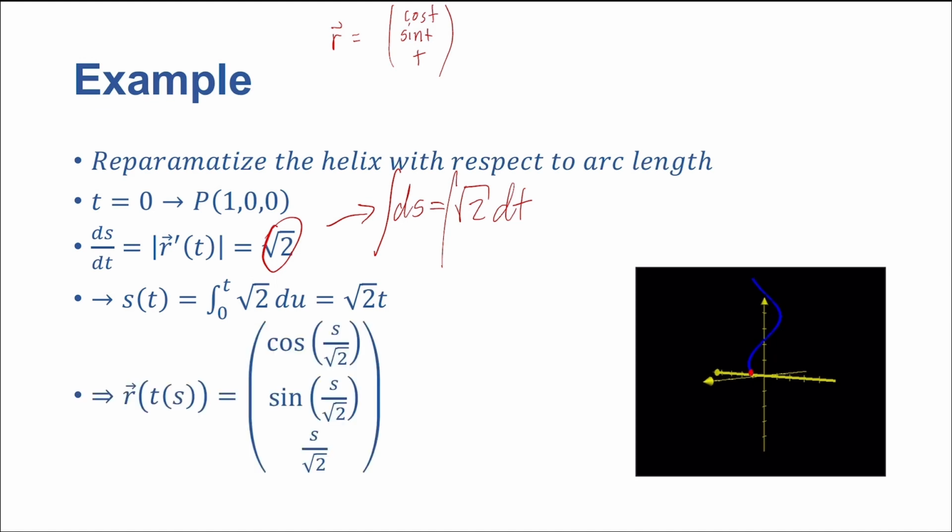So now we can determine that s is equal to root 2 t, so thus t is equal to s over root 2. So now we can plug this back into our vector function, so we get r of t of s is equal to cosine of s over root 2, sine of s over root 2, and s over root 2. All right, so that is arc length for you.